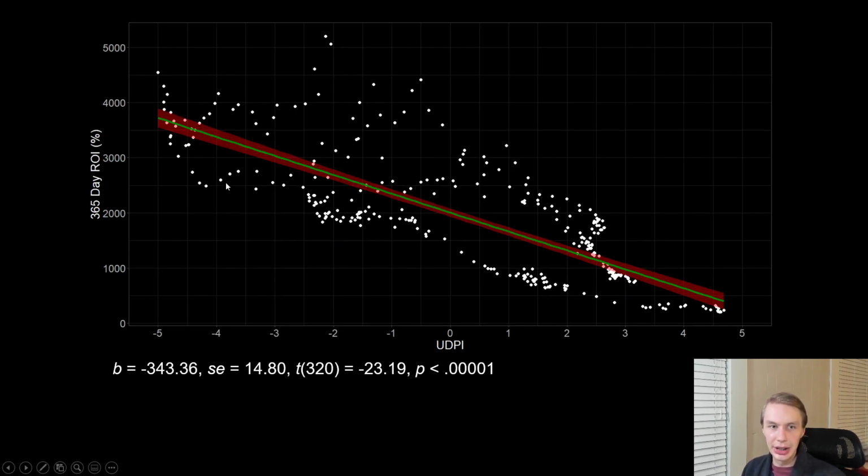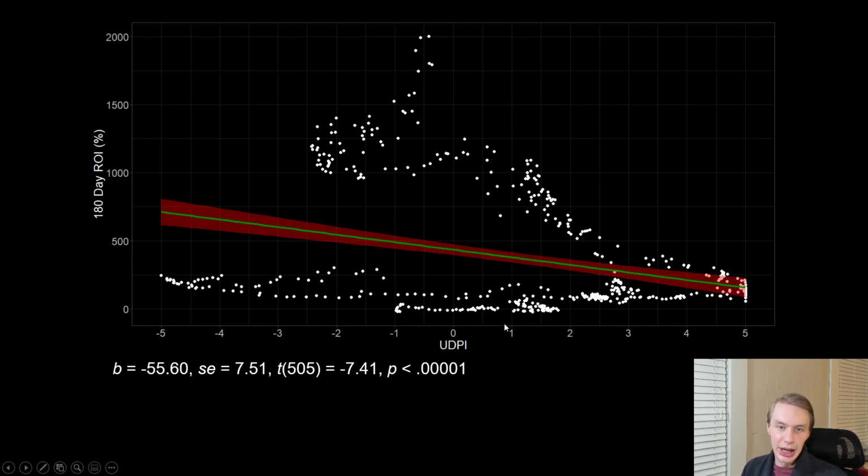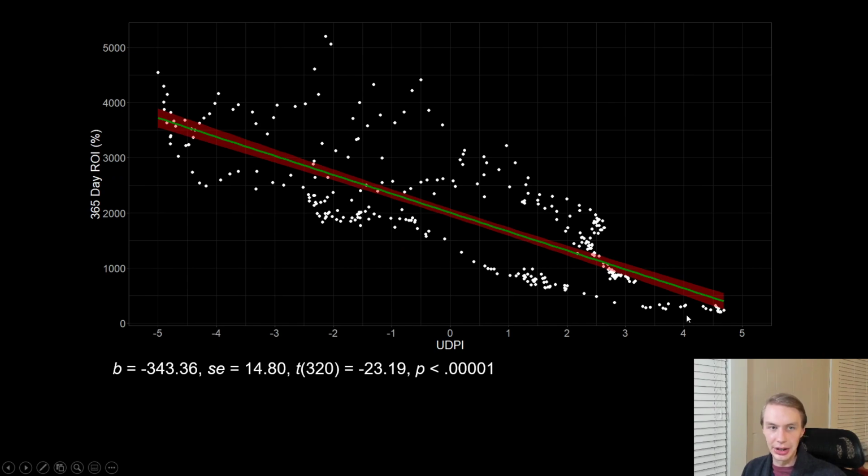So let's also look at the yearly ROI based on what we were just looking at. And here we see a very clear effect. We're looking long term enough that we can capture this entire move, being a year later, or at least start to capture these full moves. And so what we see is this very clearly linear trend, right? Where the lower the UDPI level is, the higher the yearly ROI is. Very clearly. So every point down on the UDPI corresponds to a 343% increase in the yearly ROI over that time period, which I think is very reassuring.